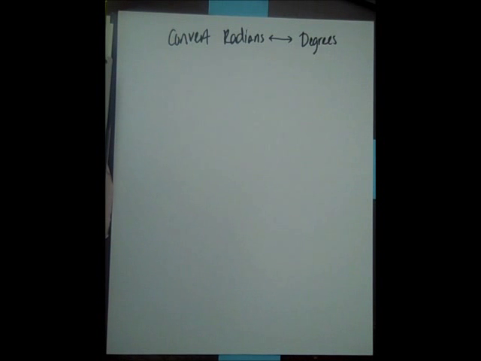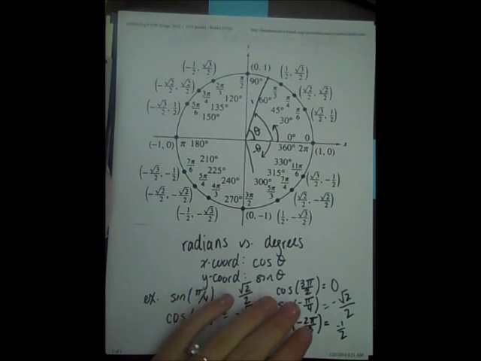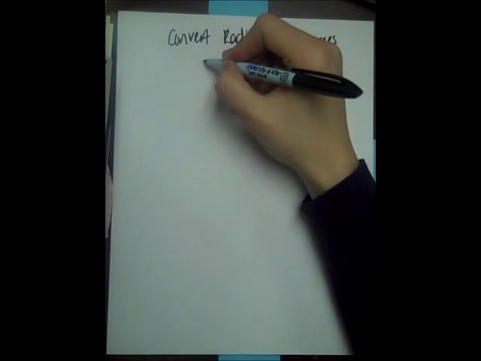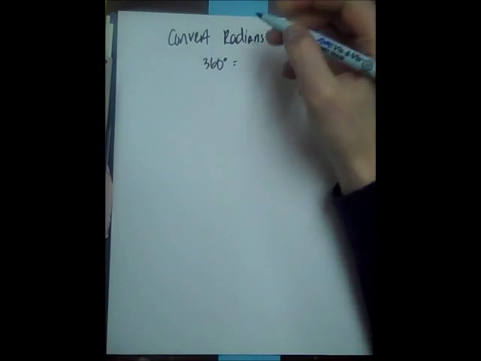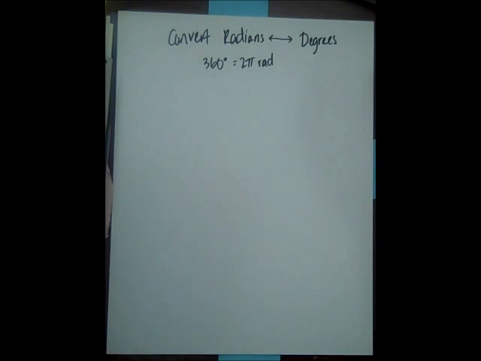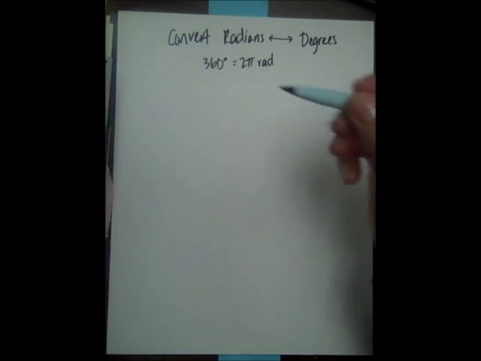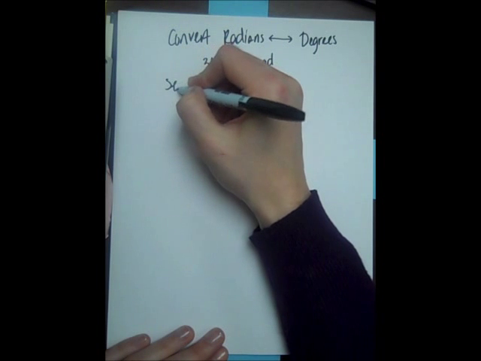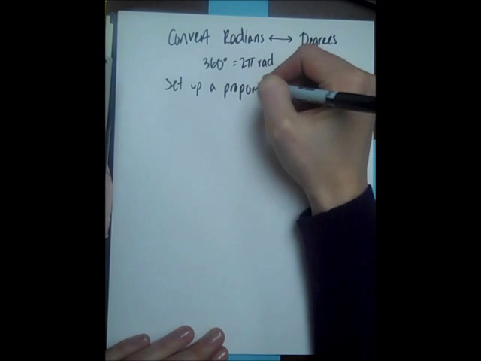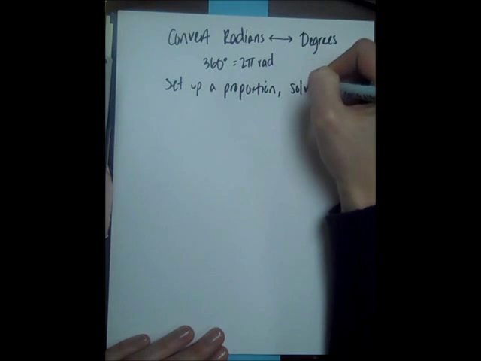One thing that we do know about the unit circle is that there are 360 degrees or 2 pi radians. So if you go back to the unit circle that we've been looking at, there were 360 degrees or 2 pi radians. What that means for us is that 360 degrees is equal to 2 pi radians, which we always write as rad. So if we want to convert from one to the other, all we do is set up a proportion and solve for x.